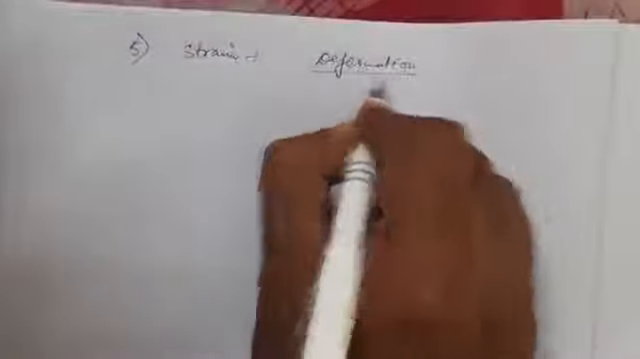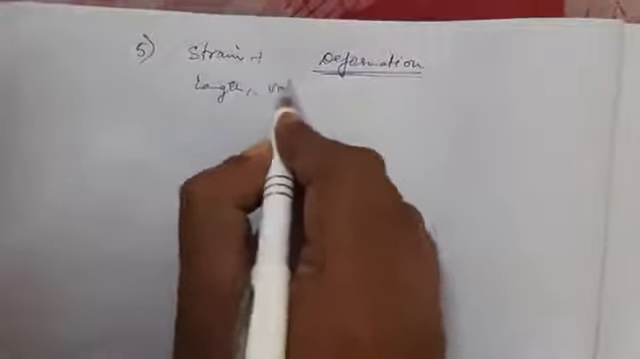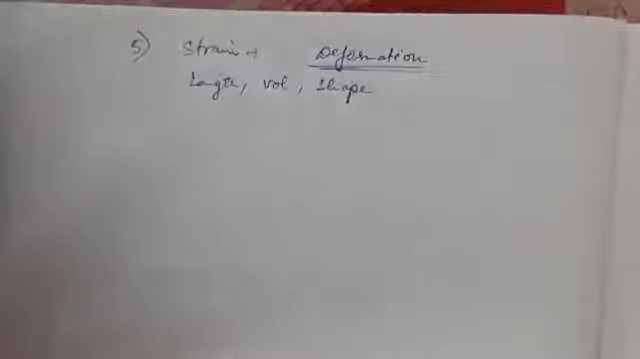Now how do we measure the deformation? Strain generally relates to three aspects of an object: length, volume, and shape. Strain is always represented as the ratio of two identical quantities and has no unit.